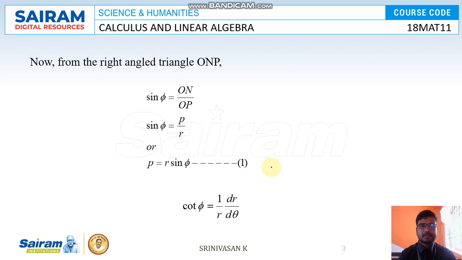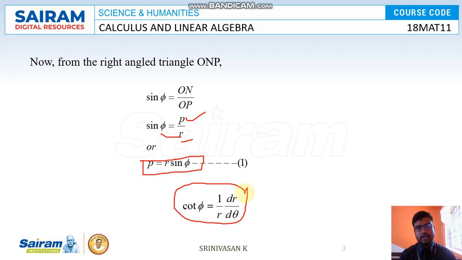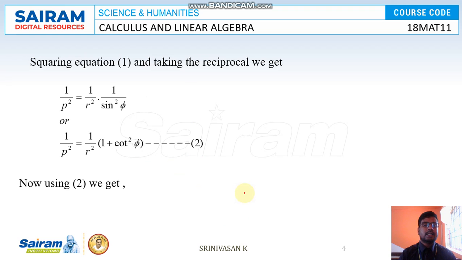Now from the right angled triangle ONP, sin psi equals ON divided by OP. What is ON? That is p, and OP is r. So sin psi equals p divided by r, or p equals r sin psi. This is equation 1. Then cot psi equals 1 by r into dr by d theta. This is the polar coordinate; in the last video we discussed that cot psi equals 1 by r into dr by d theta.